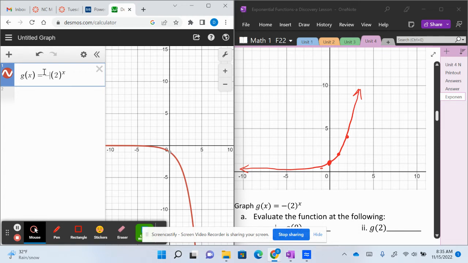What did it do? It reflected over the... you guys know what the word reflection is. It reflected over the x-axis. Yeah. So let's evaluate this function.